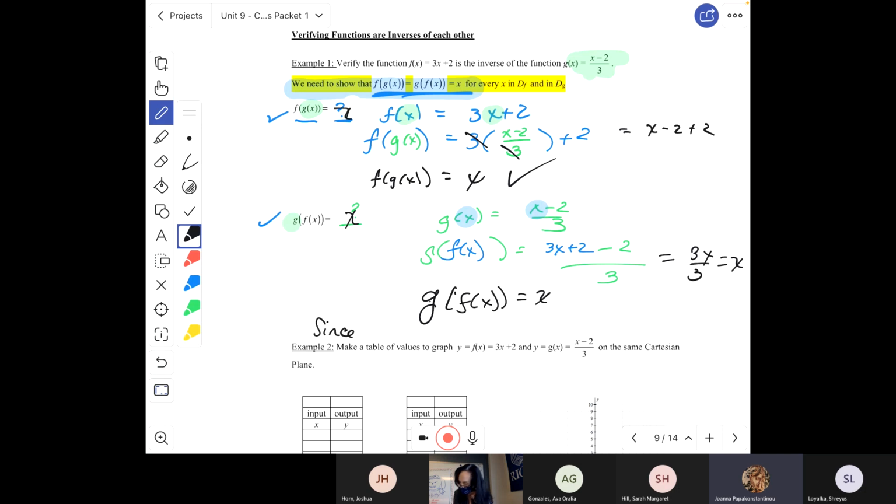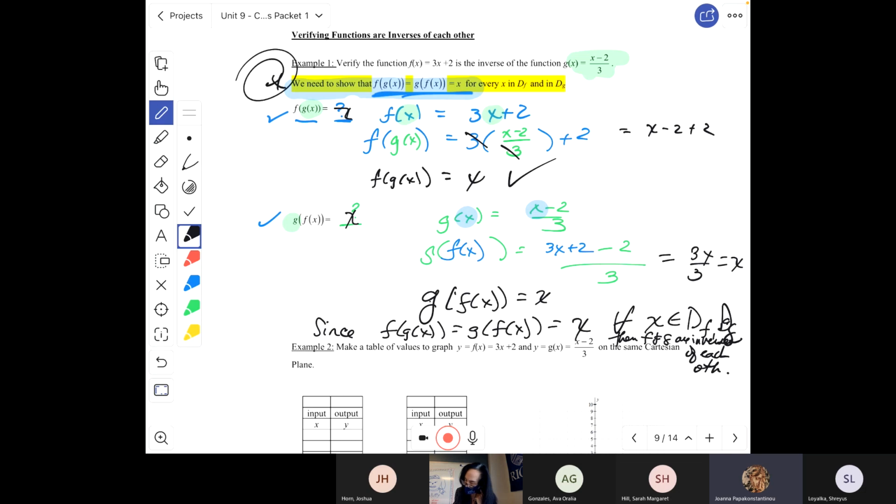So since f of g of x equals g of f of x equals x, for all x in the domain of f and g, then f and g are inverses of each other. So you have to always state what you need to show. Then f and g are inverses of each other.